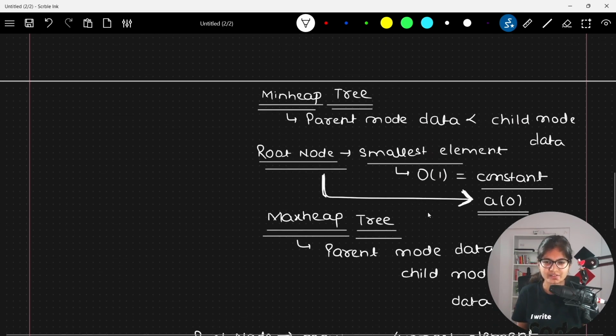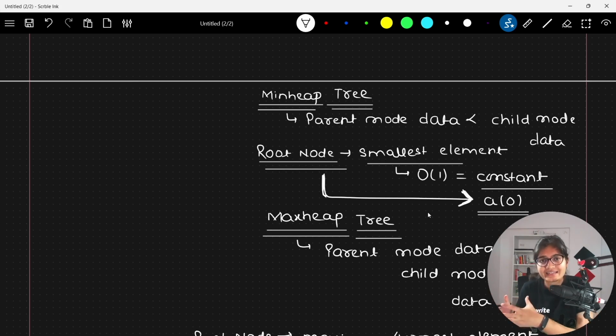Now the question comes, it's completely fine that we will have a Minheap tree, we will be able to extract the element to get the smallest, and we will have a Maxheap tree and we will be able to extract the element to get the largest. But the question is, how can we create any Minheap or Maxheap tree? How can we insert any data inside that? How can we delete any data inside a Minheap or Maxheap tree?